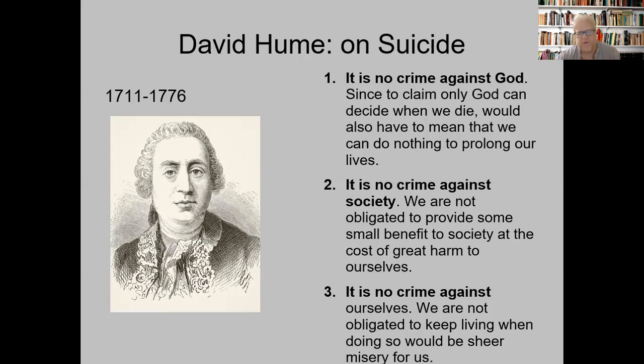It's no crime against society. Look, says Hume, we have obligations to others. We ought to care about others. It's very important to care about others for Hume. He bases his ethics on caring about others. But we are not obligated to provide some small benefit to society at the cost of great. If you're dying of pancreatic cancer and you have nothing left but a month of pain, what benefit to society could outweigh your personal suffering? That's his argument. And finally, he says, look, it's not an argument against ourselves either, because we are not obligated to keep living when to keep living would just be misery and nothing but pain.